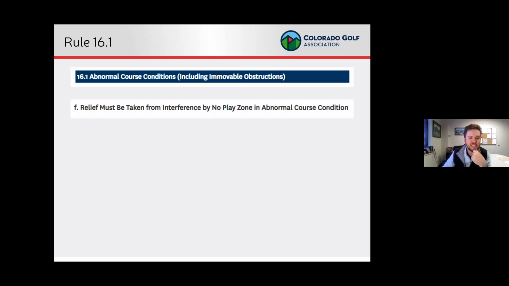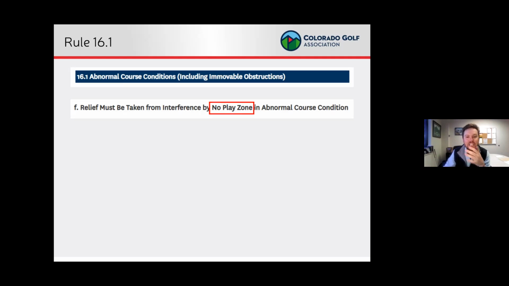So last thing in 16.1 is relief must be taken from interference by a no play zone in an abnormal course condition. So here we're looking at no play zones again, and when you think about this one, think about a decorative flower bed maybe near a clubhouse. That's not going to be painted white, but if your ball is in here, we've got a horticulturist that spends a lot of time getting these flowers to look really nice. So obviously do not take a swing out of it. We're going to say this is a no play zone and it's mandatory, and it's free, but it's mandatory. So think about that when we're looking at this one here.